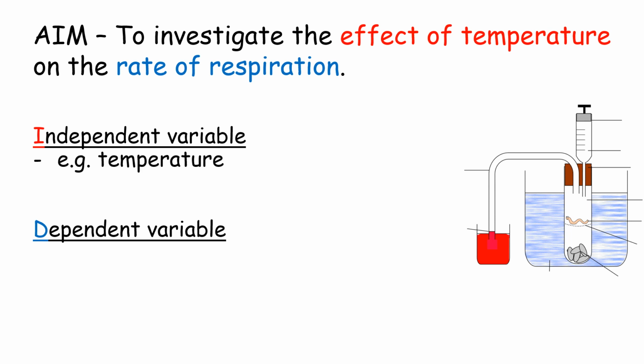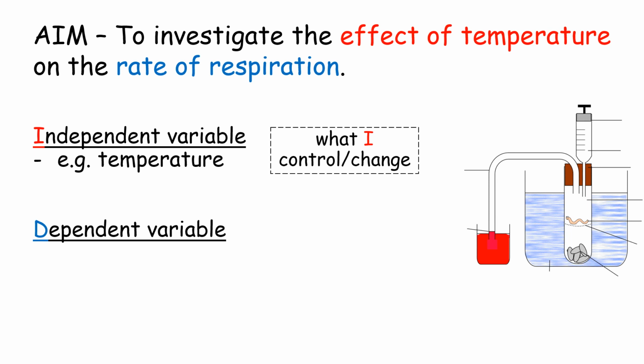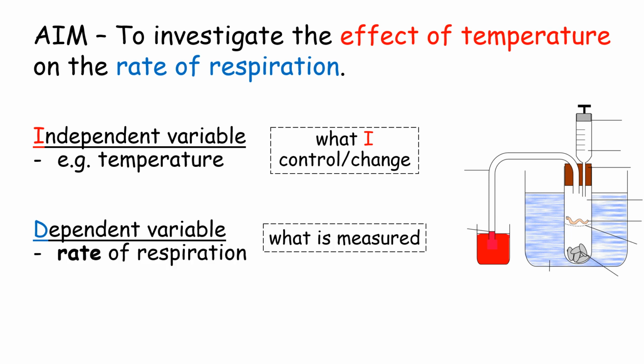Okay, so I want to get into this in a bit more detail. The independent variable, the thing that's been changed in this experiment, is temperature. And a big hint is it normally always comes after the effect of change in temperature. And the dependent variable is the measured one, which is the rate of respiration. Okay, so again, you will need to look at these slides as you're answering these questions.